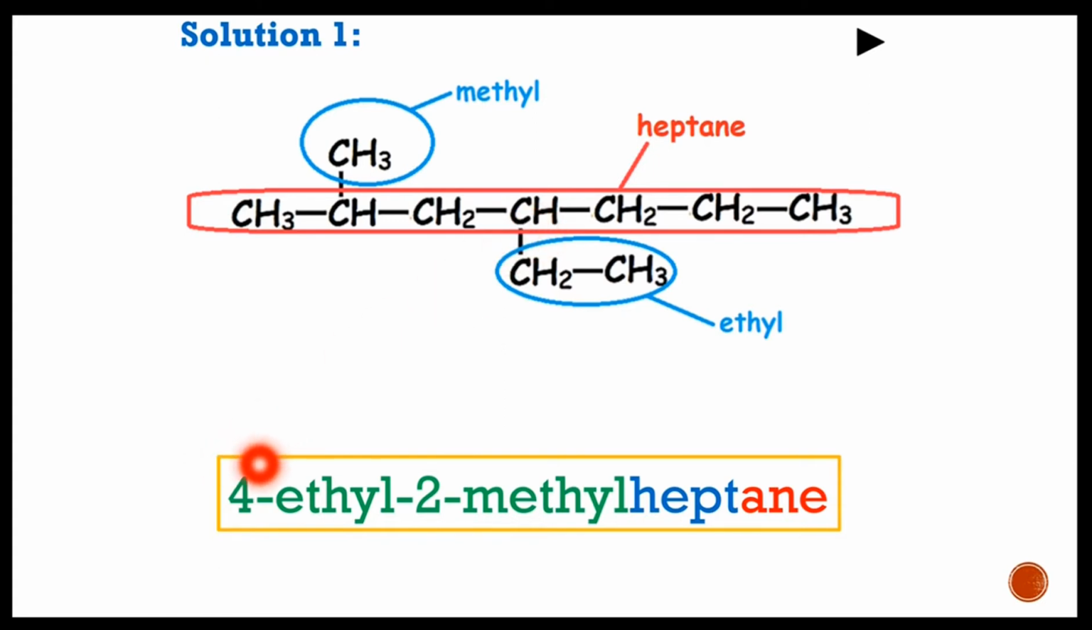So write the number, you bring a hyphen followed by the name of the substituent, then you bring a hyphen again before the location number of the second substituent, then a hyphen again, then write the name of the substituent. When you are done with the substituent, you follow it up with the name of the parent chain, which is heptane here. Our compound's name is 4-ethyl-2-methylheptane.